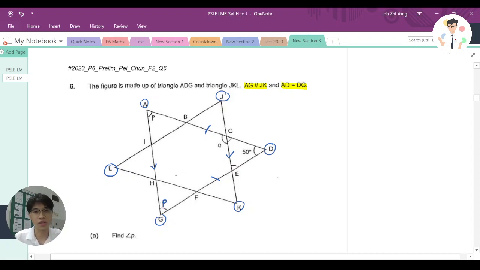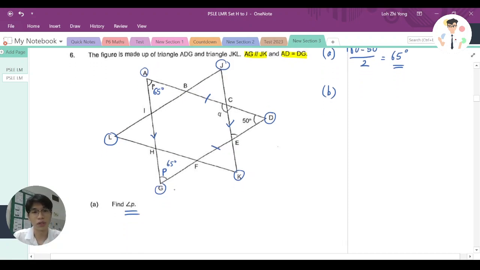Now, the question asks, find angle P. So how do we do this? We just need to try to find out. Since the angle P here, I just need to do 180 minus 50 divided by 2. So 180 minus 50 is 130, divided by 2 is 65. Okay? And I put the degree here, and this will be the final answer for part A. So I know here is 65, and here will be 60.